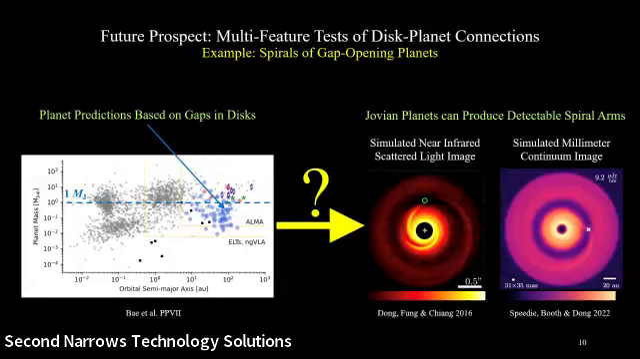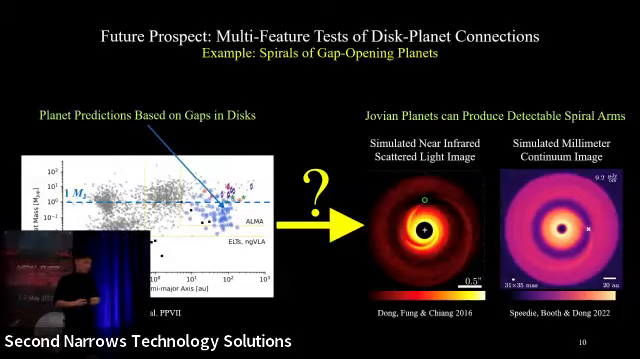And to explain the non-detections, you could try to invoke a lower mass planet, and that's indeed one possible solution for some of the systems. But for some others, the gaps are quite narrow. It's difficult to fit in multiple planets. So for those, it's less clear what the solution is.